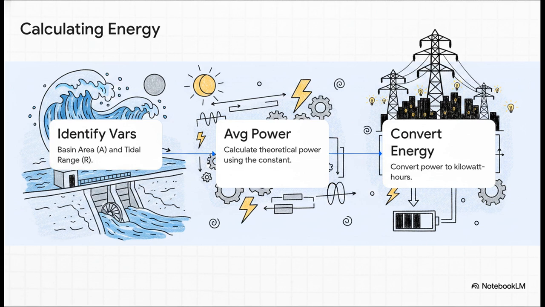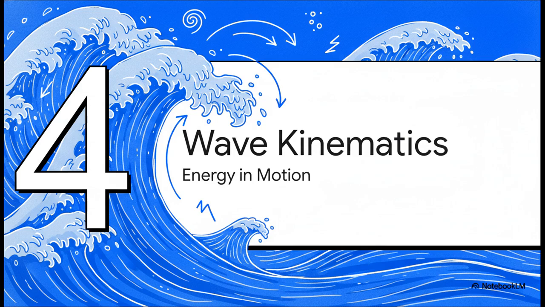Then, step 3. When we convert that power into energy over time, that seemingly simple 8-meter tide translates into a staggering 10.368 times 10 to the 8th kilowatt hours of energy. When you apply the mathematical scale of this hydropower to the real world, it's just truly breathtaking. Moving right along to Section 4, Ocean Wave Kinematics.